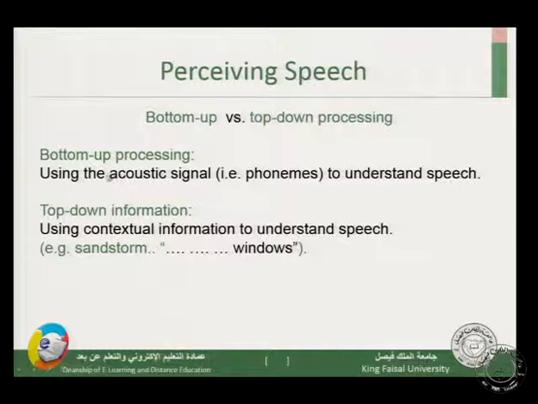Acoustic starts with A, bottom-up starts with B. A and B follow each other in the English alphabet. So acoustic, bottom-up, A and B. So hopefully this is going to be helpful to you as you are studying for the exam, to differentiate between these two kinds of language processing, bottom-up and top-down.